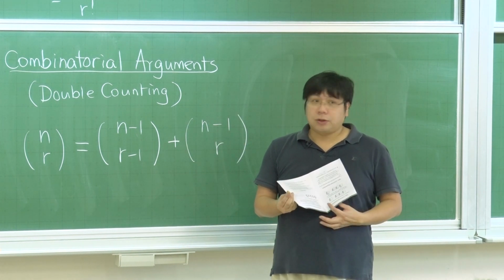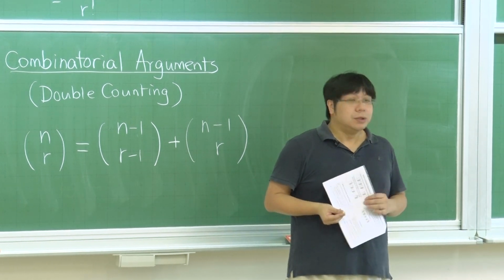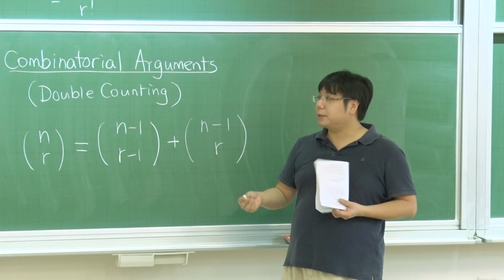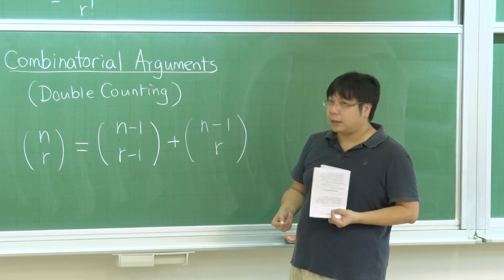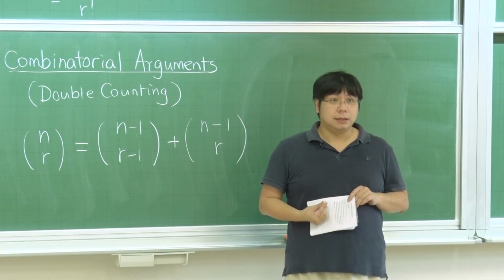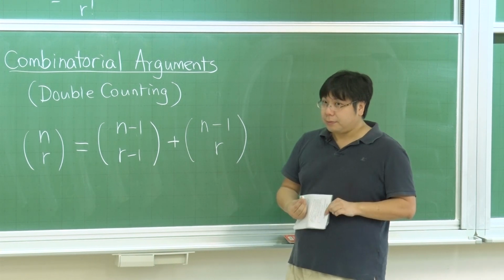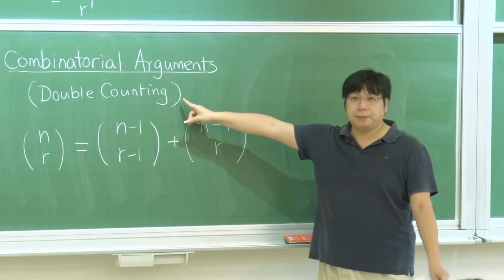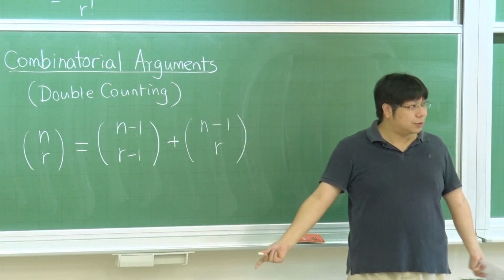We create a story. This is what we are going to do. We create a story, and then the story will help us to do the counting in 2 different ways. That's why we call it double counting. Let me show you a story here.